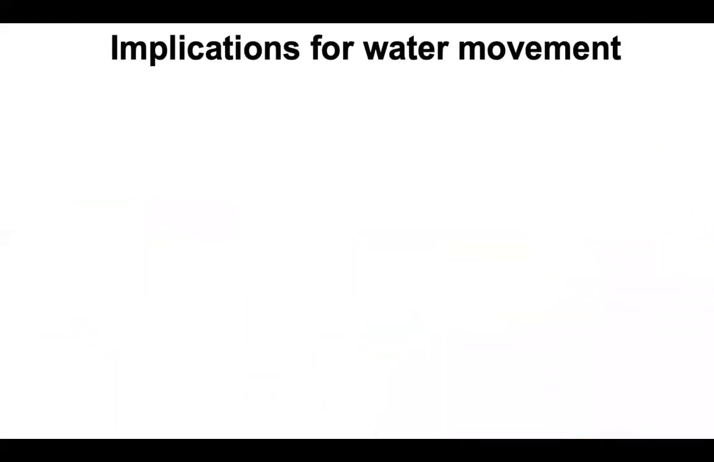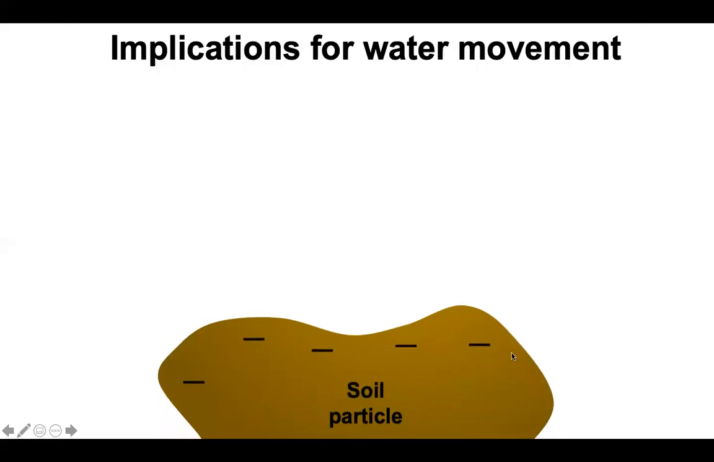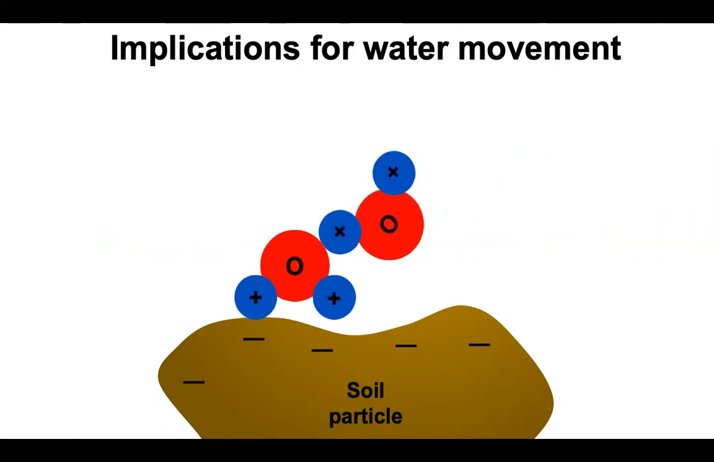Now, this has implications for the movement of water through soil. So returning back to our soil particle, the negatively charged end of it, when we have water that's moving past that soil particle, eventually some of it sticks to it. It adheres. Then once that water molecule is stuck to it, another water molecule in turn coheres to that molecule.